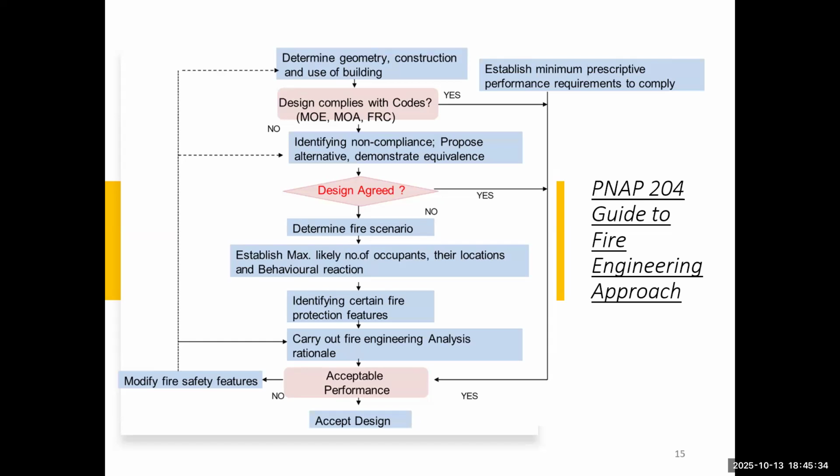But you can also take a look at this flowchart. This flowchart is from PNAP 204, and it still summarizes the fire engineering approach process. We first identify the non-compliance and propose the alternatives. We then define the fire scenarios, understand the occupant behavior, and carry out a fire engineering analysis. So it is a cycle of analysis and evaluation.